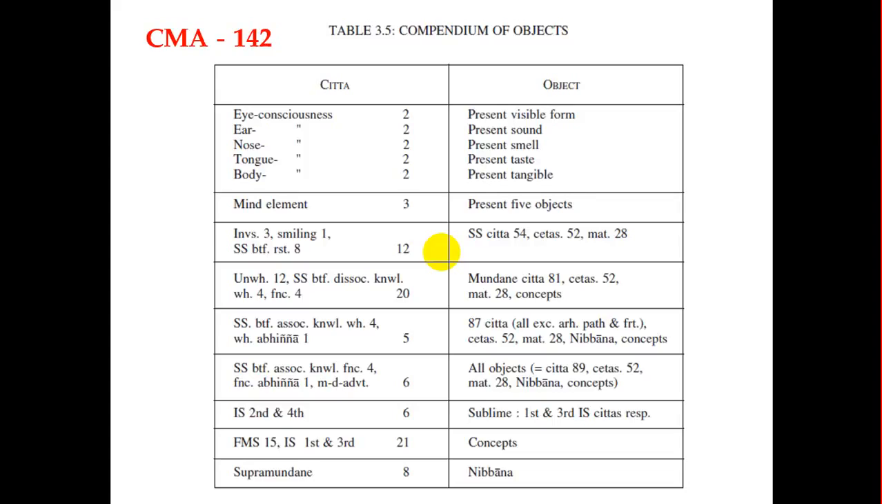But 5 cittas, the sense sphere beautiful cittas associated with knowledge and also the wholesome abhinna, direct knowledge cittas, altogether 5, can take all objects other than 2 cittas, Arahatta Magga and Arahatta Phala. And 6 cittas, the sense sphere beautiful functional cittas associated with knowledge, and also the functional direct knowledge and mind-door advertingcittas, altogether 6, can take all objects.